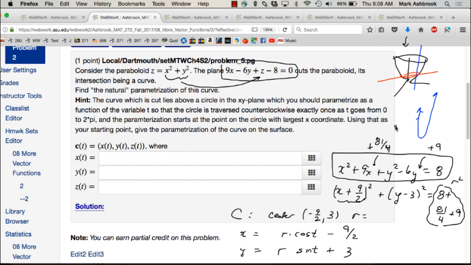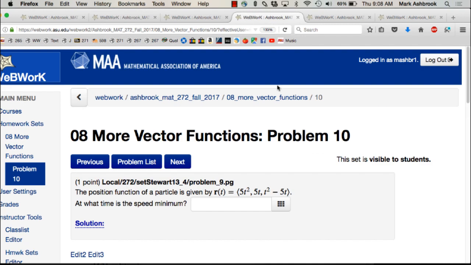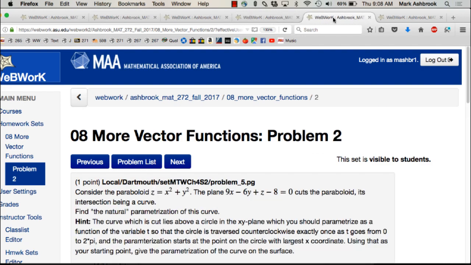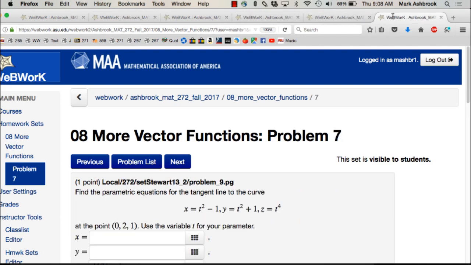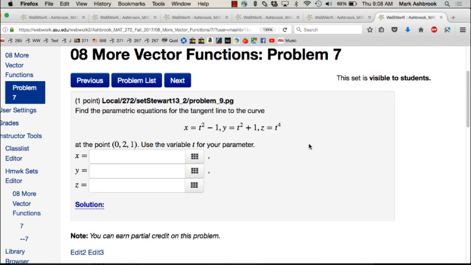Okay, just briefly talk about this one. Equation of a tangent line. So it's asking for the equation of a line. So you say, oh, I know all about lines. I'm really good at lines. What do I need to write the equation of a line? A point and direction vector.